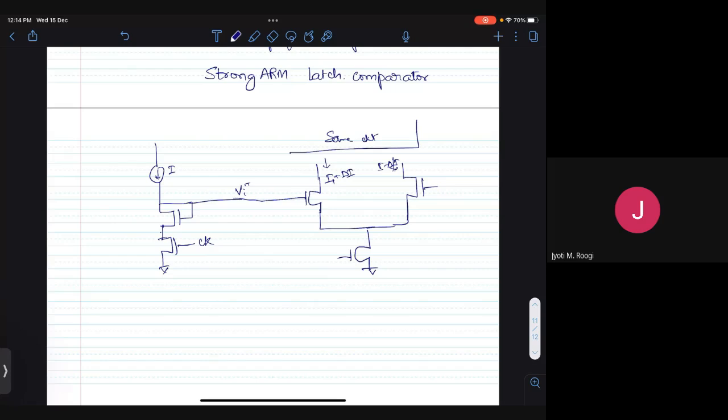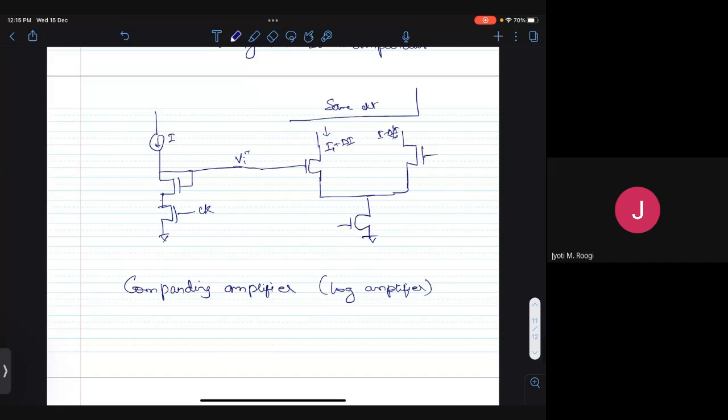What you want is different gain depending on the amplitude of the input current. For that, what you need is an amplifier known as a compounding amplifier. You can just look it up. This is basically a log amplifier, or a trans impedance amplifier, TIA also it is called. Trans impedance just tells you whether the output is in the form of current or voltage. That's all, nothing special about that.